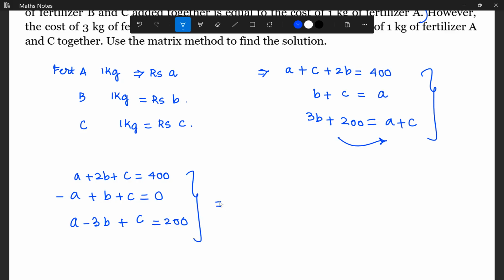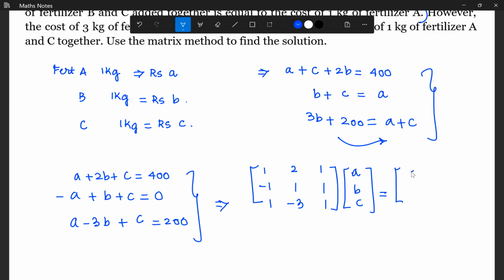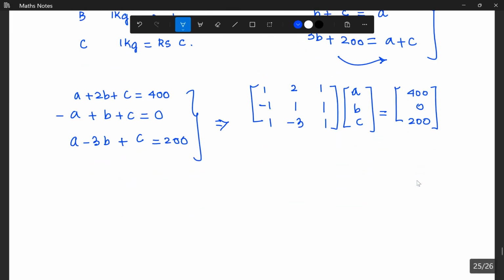Now, if we convert this into the matrix form, it becomes 1, 2, 1; minus 1, 1, 1; 1, minus 3, 1, times the matrix A, B, C, equal to 400, 0, 200. This is the A matrix, this is the X matrix, and this is the B matrix. So X is equal to A inverse into B.